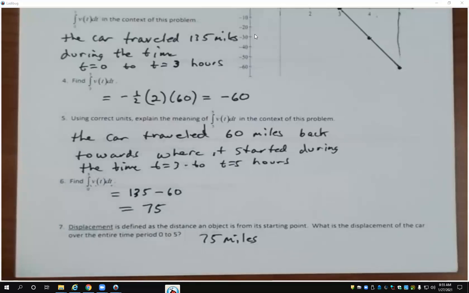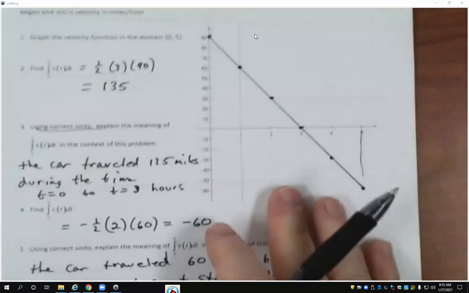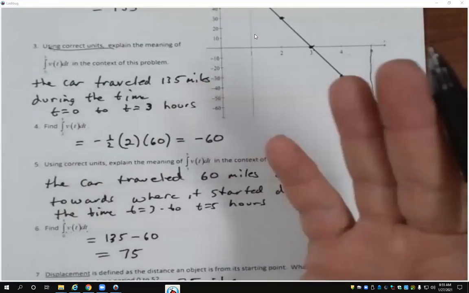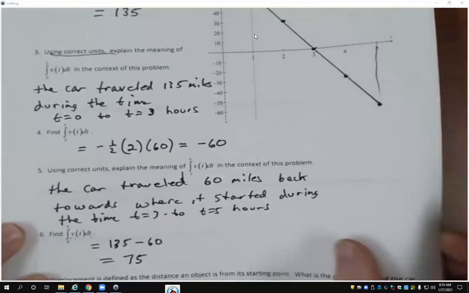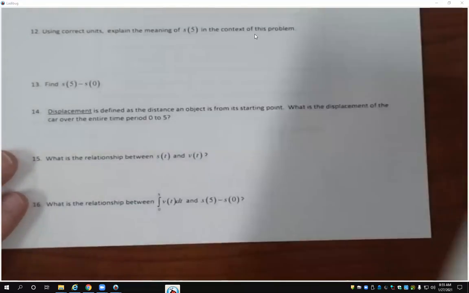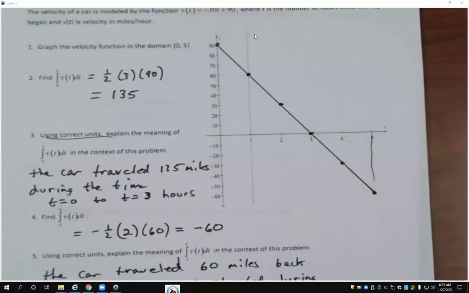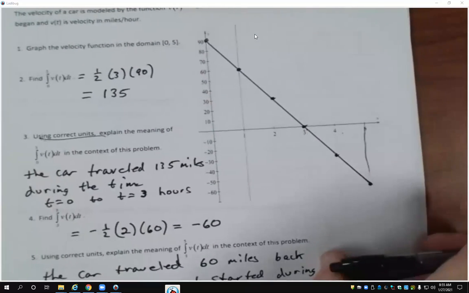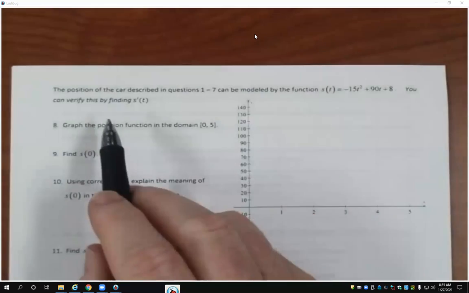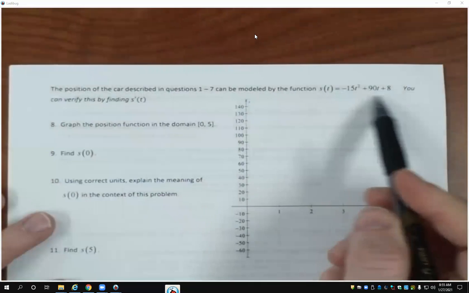Now, although we're still doing triangles right now up here, we're going to be getting to actual curves where we can't just find the area with geometric formulas, and we're going to use what's called the fundamental theorem of calculus. That whole thing right here was all about velocity. The next thing we're going to talk about is position. Right up at the top, it says the position of the car described in questions 1 through 7 is modeled by this.